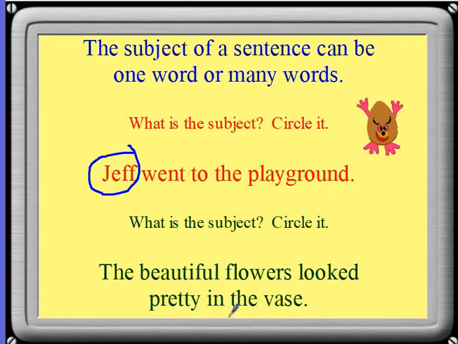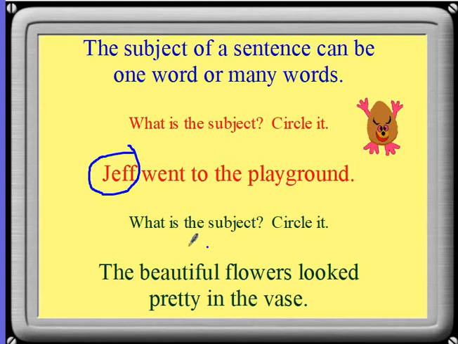Well, who's this sentence about? Who's doing something? I don't see a person. Yeah, remember, sometimes the subject isn't a person, sometimes it's a thing. So, what is this sentence about? Oh yeah, it's about the flowers.